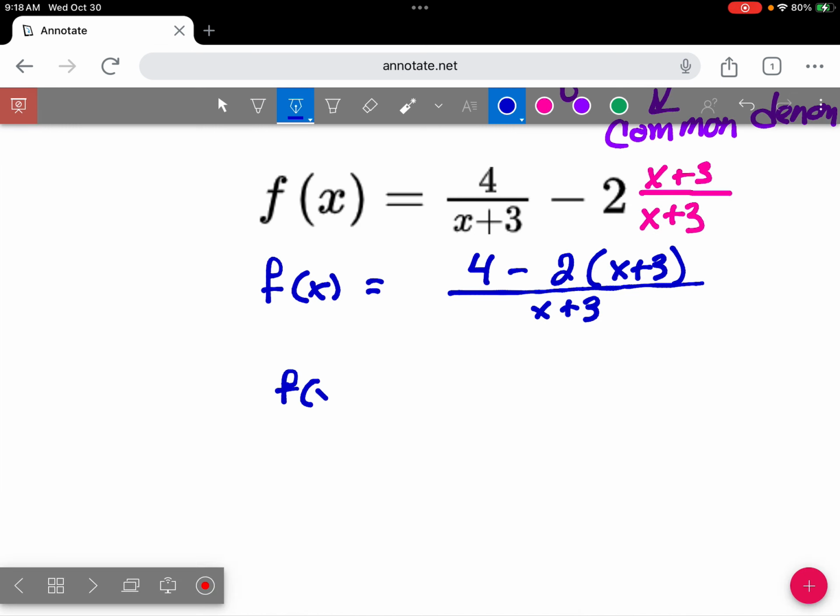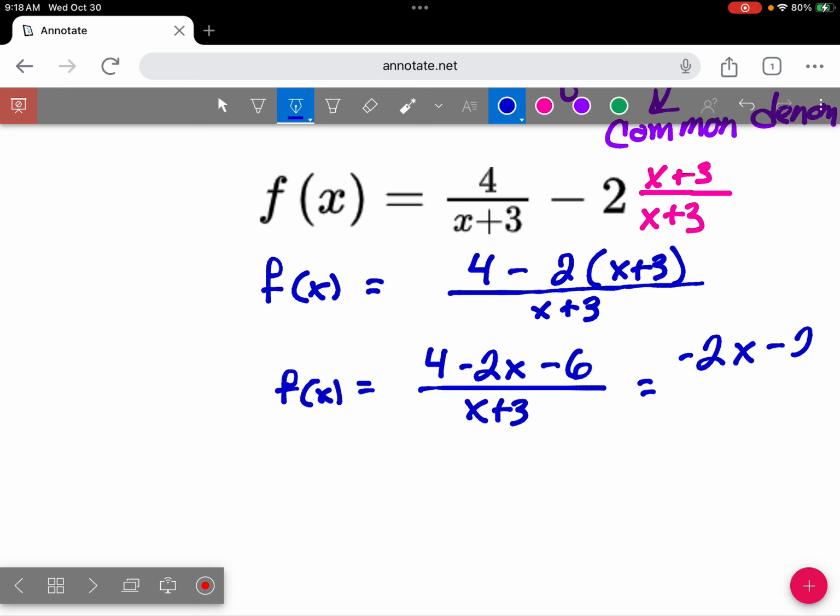So as we distribute that out, we're going to have our x plus 3 as our denominator. So we have 4 minus 2x minus 6, distributing our minus 2 through. So when we simplify that, what do we get? Minus 2 over x plus 3.